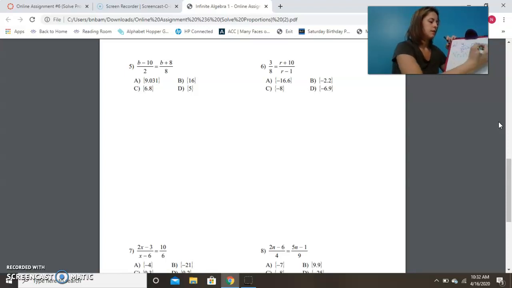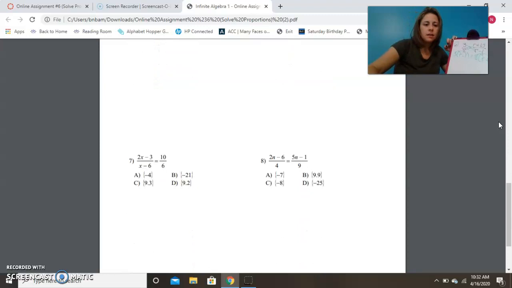Okay, so we have 3 and then r minus 1 in parentheses, and then here we'll have 8 and r plus 10 in parentheses. Okay, so you'll distribute over here 3 times r, 3 times negative 1, 8 times r, and 8 times 10. Okay.